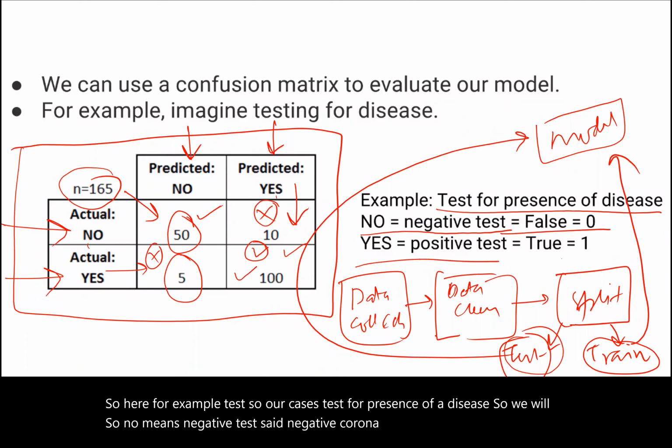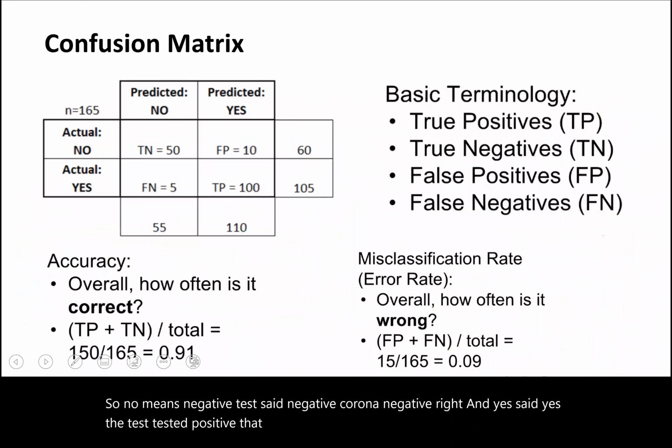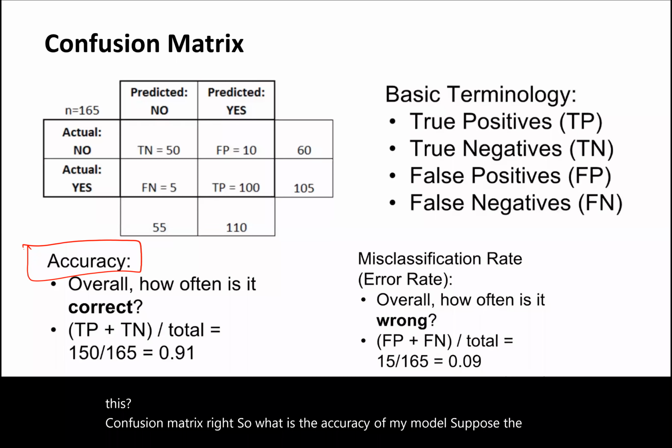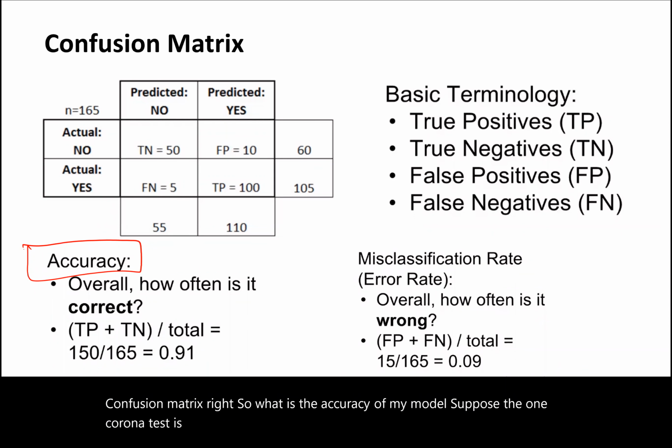And yes, the test said yes, the test tested positive. That means true. Okay, so now what can we gain from this confusion matrix? What is the accuracy of my model? Suppose the corona test is swab testing, it takes around 20 to 25 minutes and gives you a result. So how good is that?